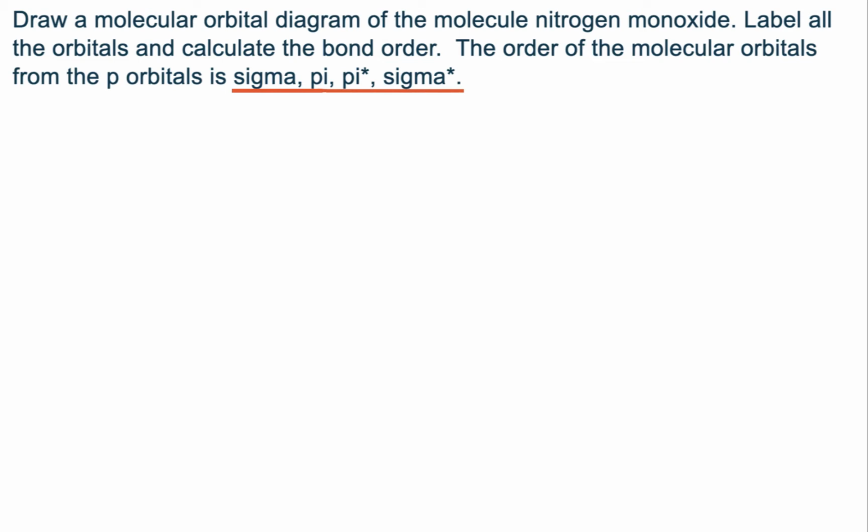I'm just going to walk you through an example. Draw a molecular orbital diagram of the molecule nitrogen monoxide. Label all the orbitals and calculate the bond order. The order of the molecular orbitals from the p orbitals is sigma, pi star, sigma star.